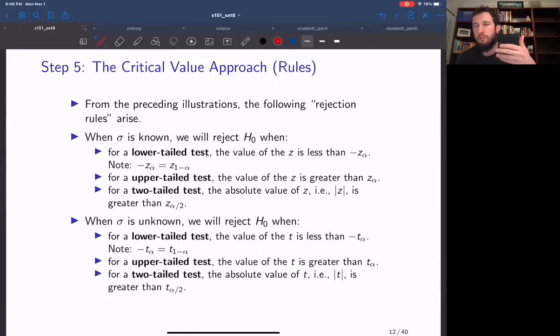And again, once we see illustrations, this will make more sense, but really it's just a comparison of two numbers. One number dictates where the rejection region is, and if the other number gets into the rejection region, you reject.